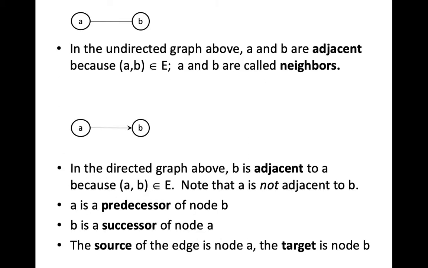If the graph is undirected, we say that A and B are adjacent if they are connected through an edge. So AB belongs to E. A and B are also called neighbors or adjacent nodes. In the directed graph above, we say that B is adjacent to A because AB is in E, but A is not adjacent to B because we do not have an arc from B to A. For two adjacent nodes in the example above, A is called the predecessor of node B, B is called the successor of node A, the source of the edge is node A, the target is node B.